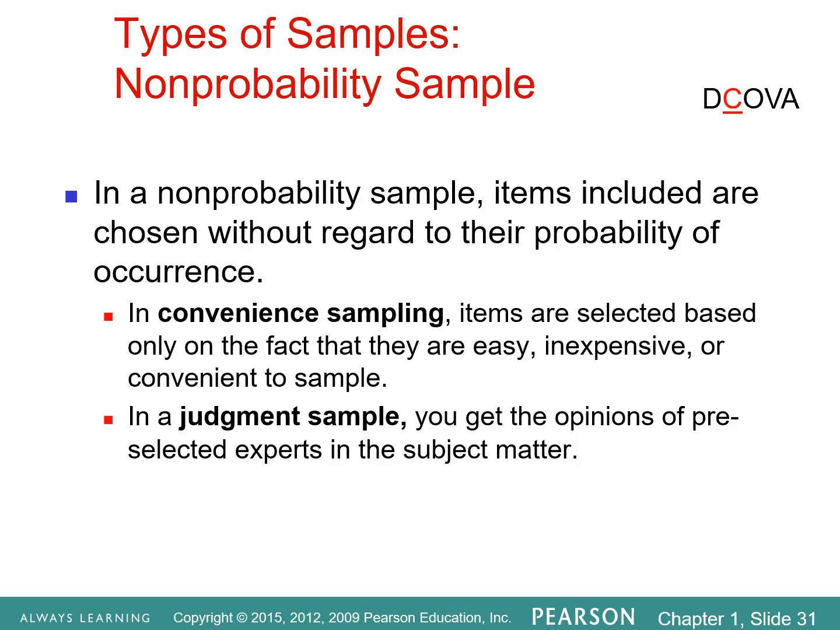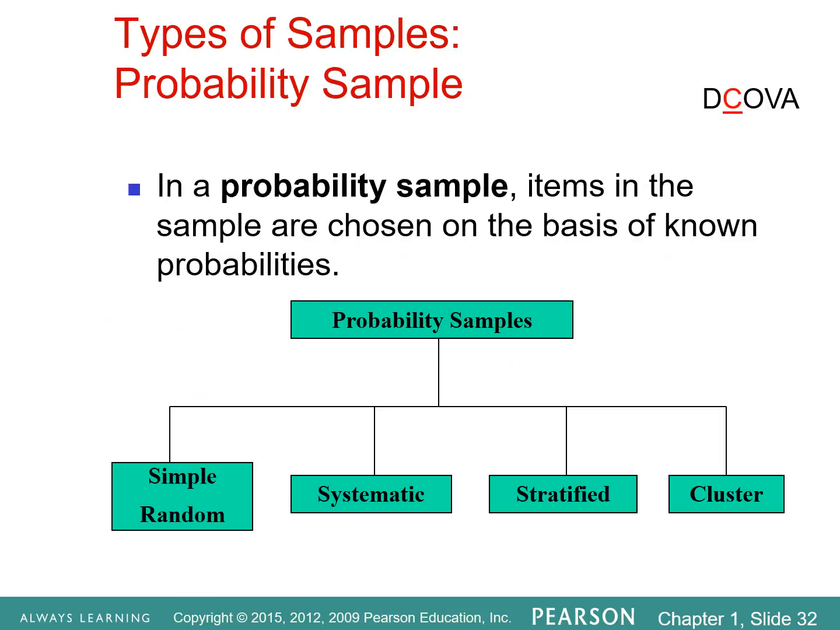So let's take a look at non-probability samplings. Let's take a look at these definitions. Convenience samplings are selected based on the fact that they are easy, inexpensive, and convenient. It's exactly what it is. It's a convenience sampling. They are without regard to their probability. We're not concerned if this happens regularly, right? We're not concerned about the probability of how this happens. Now, judgment is getting the opinions of pre-selected experts, okay, on a subject matter.